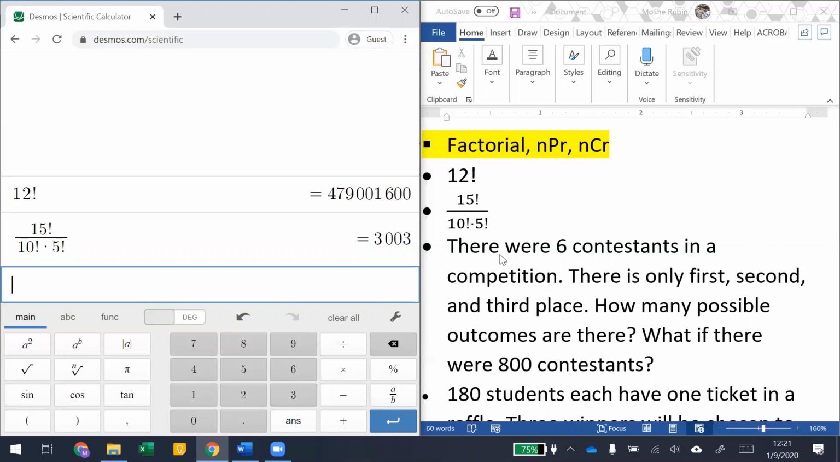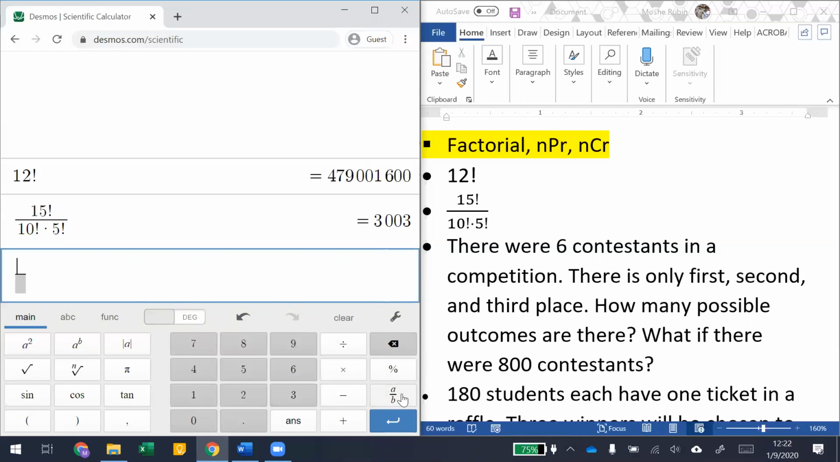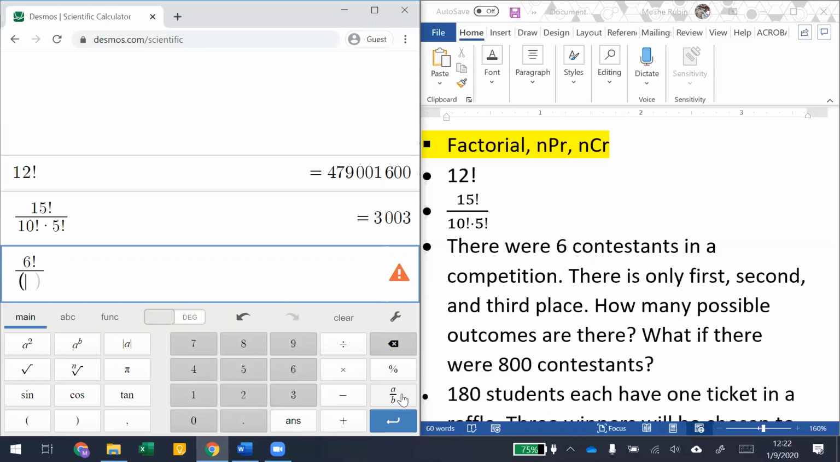And this is nPr with 6 and 3. 6 nPr 3 is what I might say. So to do this in Desmos, maybe I remember my nPr formula, and I can just type it in. I remember that I have 6 factorial on top, and on bottom I have 6 minus 3 factorial. And I see that there's 120 different ways this could go.